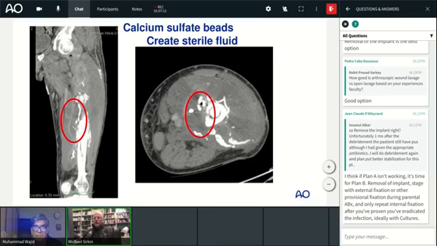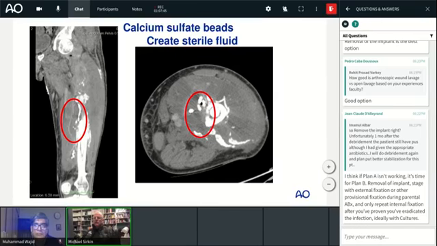I just want to point out that this is a case of mine that has some calcium sulfate beads. You can see a string of beads right here. And this does create sterile fluid. In Mike McKee's paper, some of these patients had drainage, and it was sterile. And be careful, I was called about this patient who was asymptomatic but had an abscess supposedly. But this is just the normal fluid that was appearing around his beads.